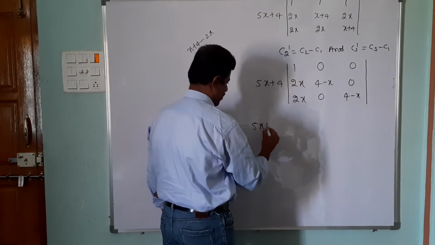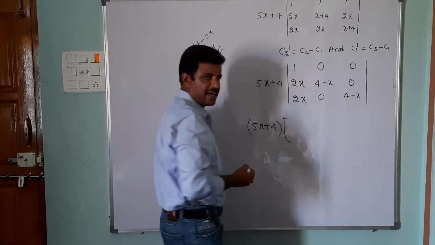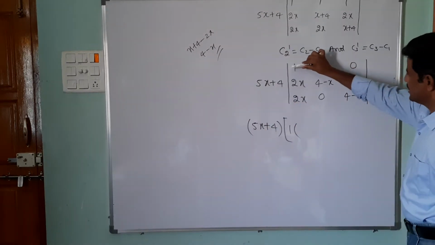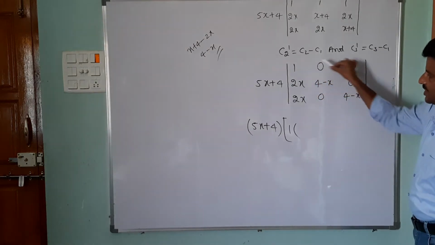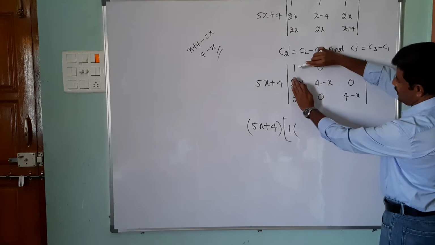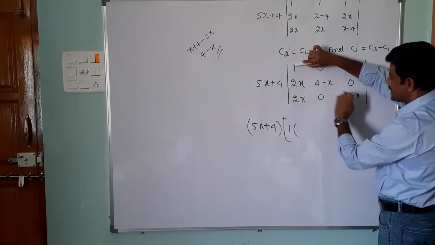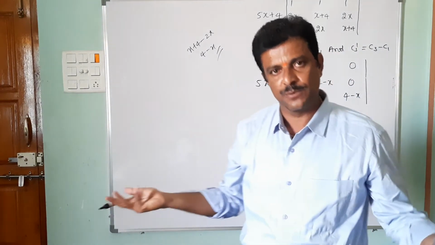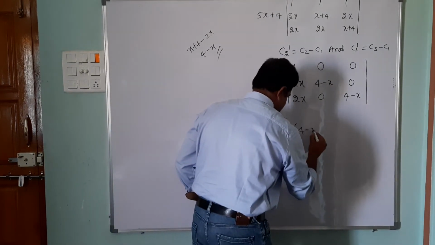5x plus 4 into, expanding along the first row, 1 into, close this row and this column, where 1 is present in the first row and first column. Close the first row and first column. Look here, remaining 4 minus x, 0, 0, 4 minus x. 4 minus x into 4 minus x, 4 minus x whole square, like a minus b into a minus b, whole square.